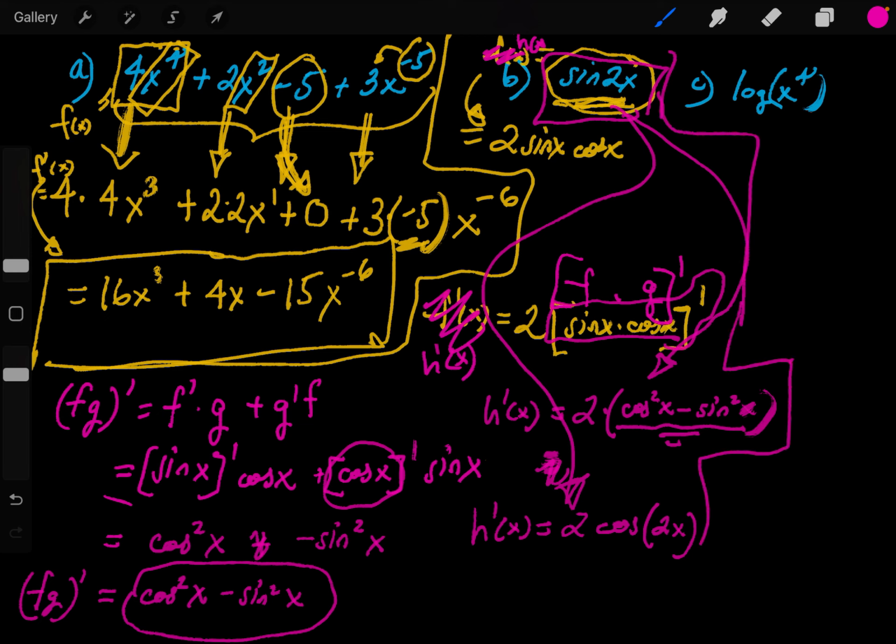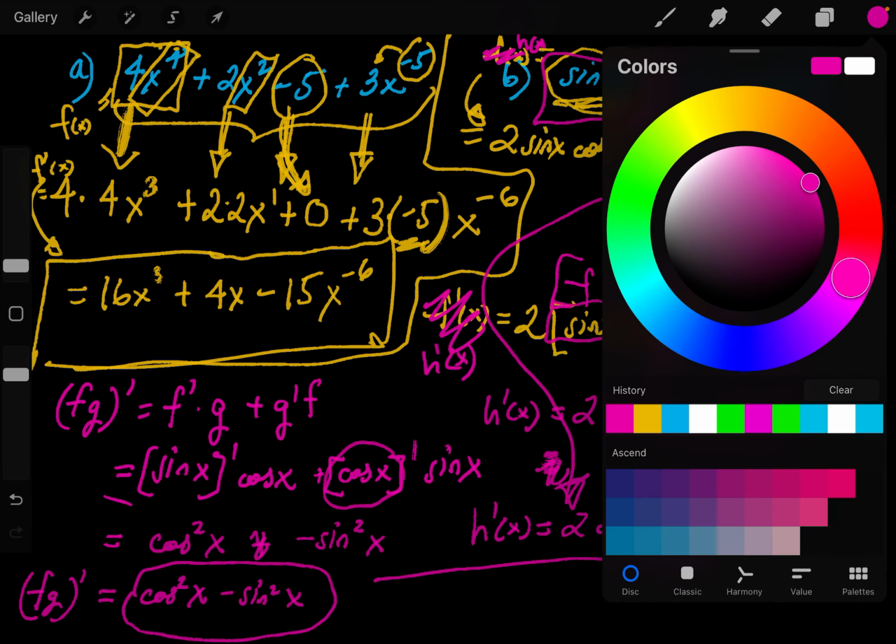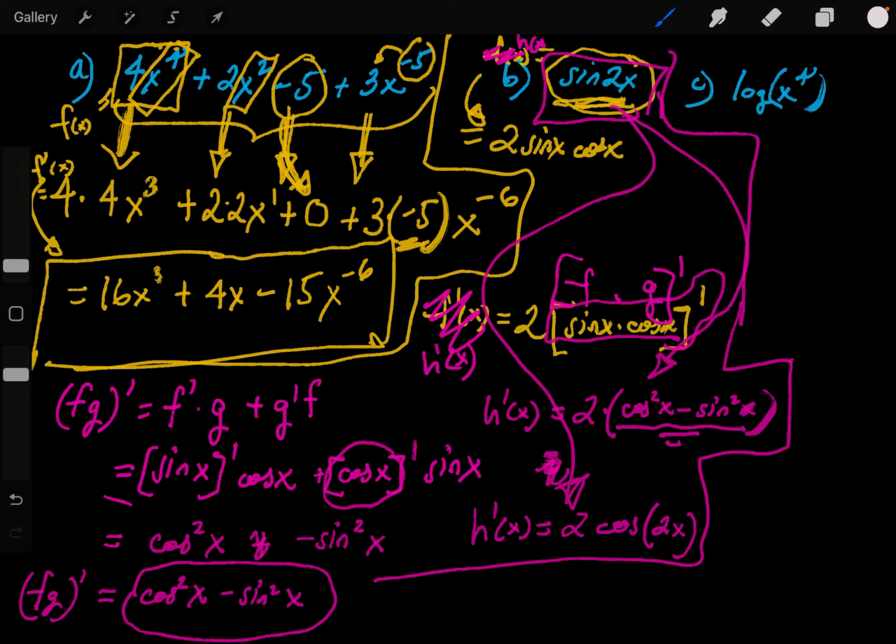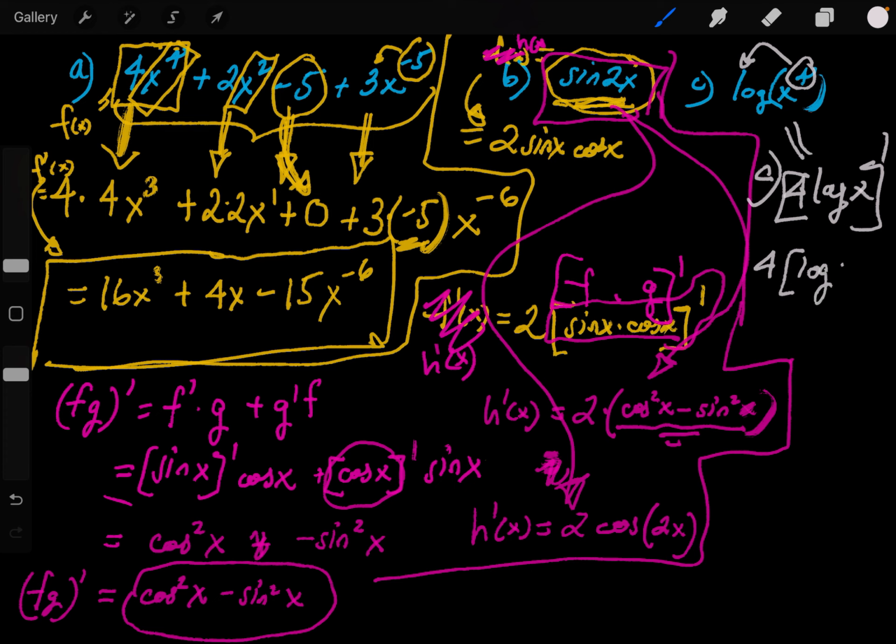Okay, and this next one, what we have here is that we just use rules of log and then know that the derivative of log x is 1 over x. So what's the rule of log? The 4 can come down, so these two are equal, and then I want to find the derivative of this. So the 4 can come out, and then it's just the derivative of log x, so this is 4 times 1 over x. It's no longer equal, but then the derivative is 4 over x for this whole thing.